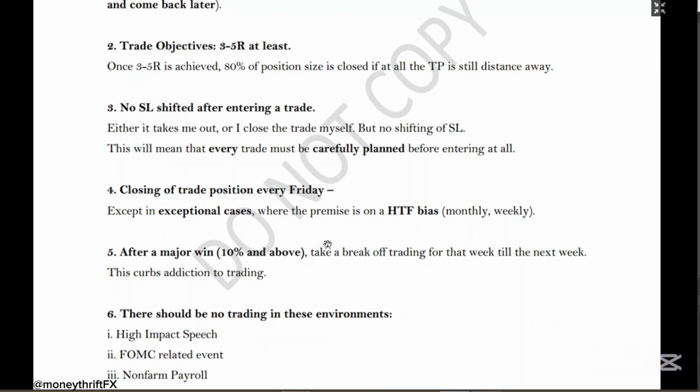After a major win, 10% and above, take a break from trading for the rest of that week until the next week. This curbs addiction to trading. Yes, trading can be addictive. Anything you do a lot can be addictive, so we should do everything in moderation. If we get a really big win of 10% and above, we should take a break from the market for the rest of that week.